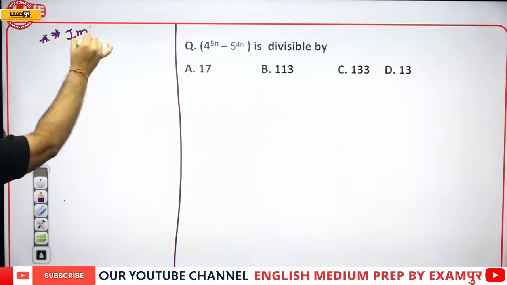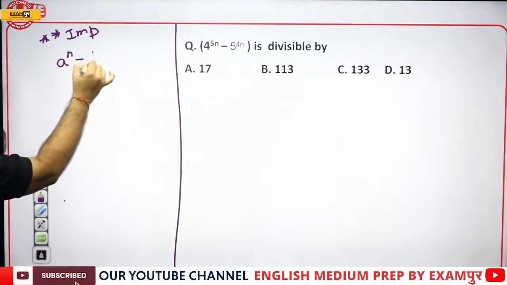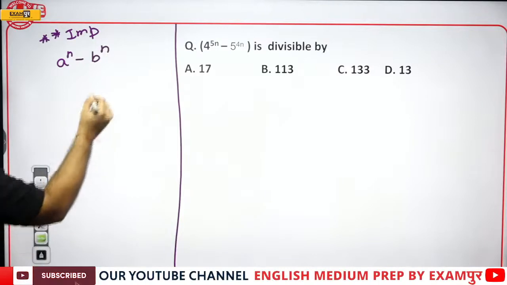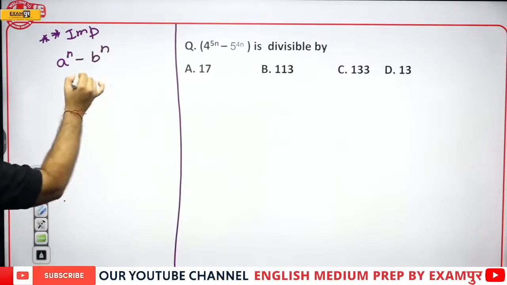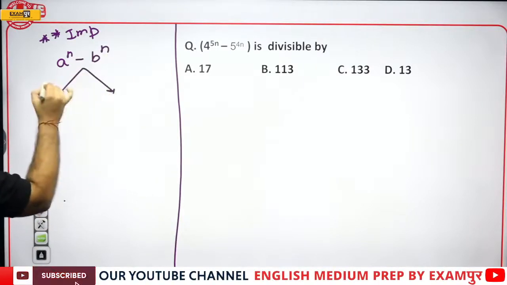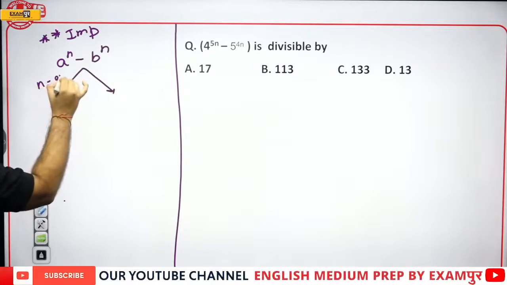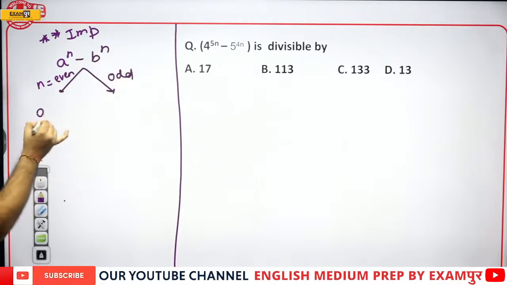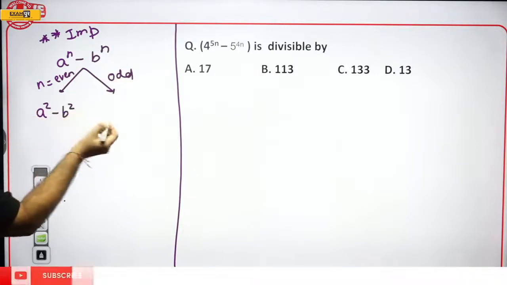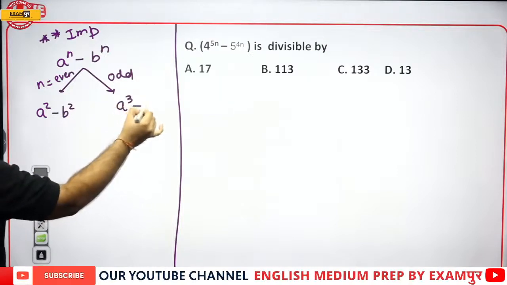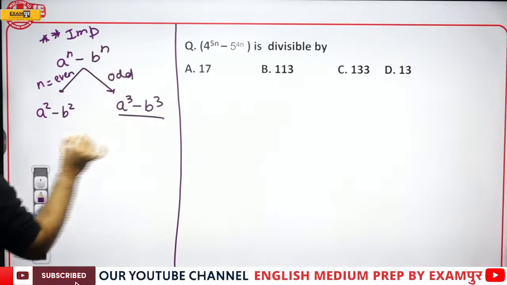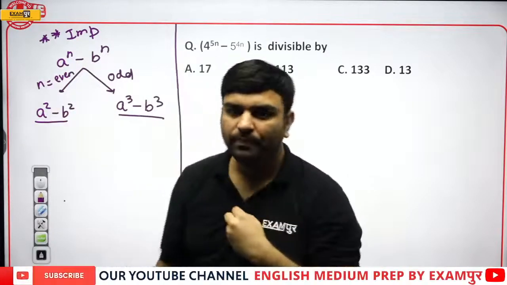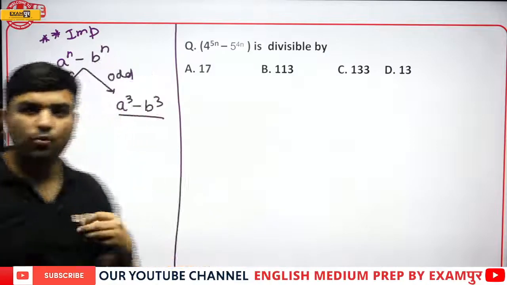Important. a ki power n minus b ki power n. There are two possibilities: if n is even or odd. If it is even, then the smallest example is a square minus b square. If it is odd, then not the smallest, but one of the famous examples is a cube minus b cube.